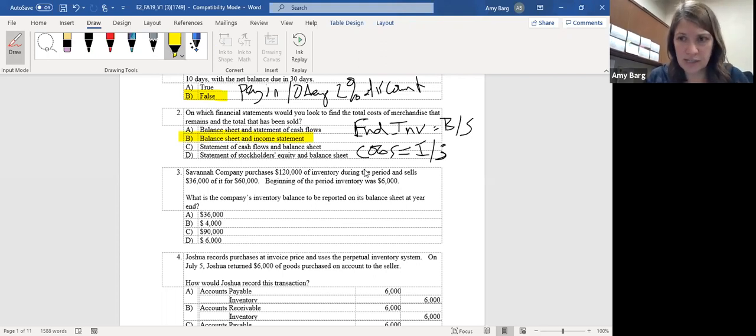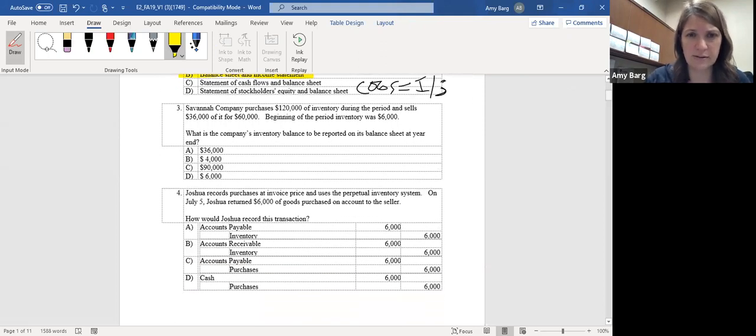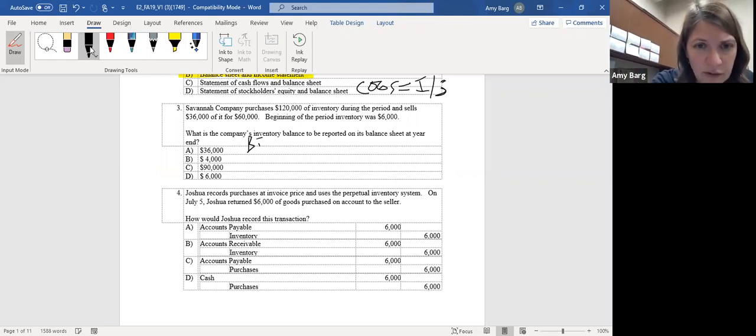Savannah Company purchases $120,000 of inventory during the period and sells $36,000 of it for $60,000. Beginning of the period inventory was 6,000. So what we need for this one is that handy dandy equation. Does everybody remember that one? It's beginning inventory plus purchases minus cost of goods sold is equal to ending inventory.